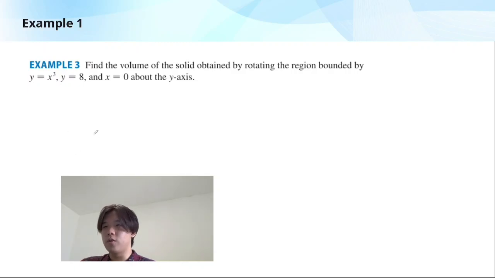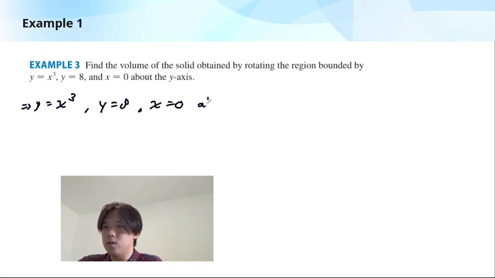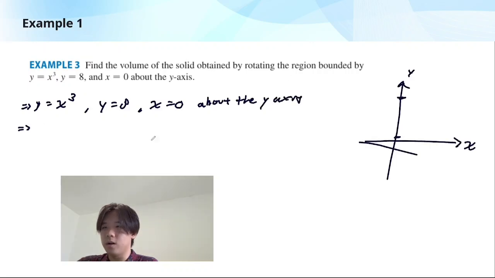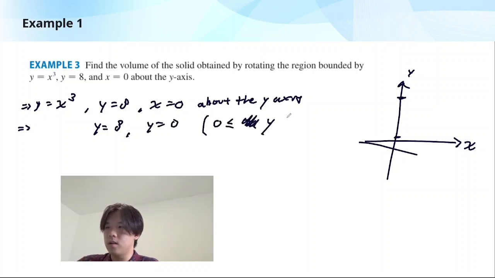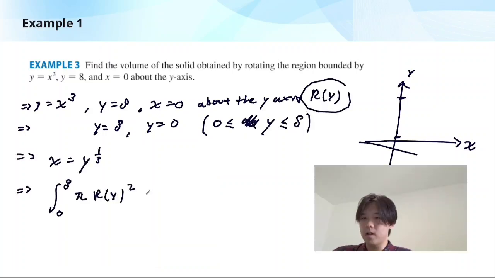First is to find the volume of the solid obtained by rotating the region bounded by y equals x squared, y equals x to the power 3, y equals 8, and x equals 0 about the y-axis. If x equals 0, y equals 0 as well. So it's bounded by y equals 8 and y equals 0, a closed interval. It's not x, it's y: pi R(y) squared dy, and then we integrate from 0 to 8.